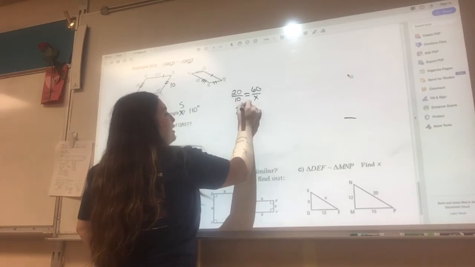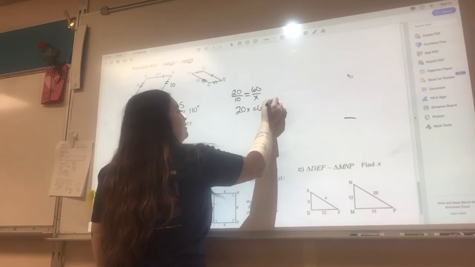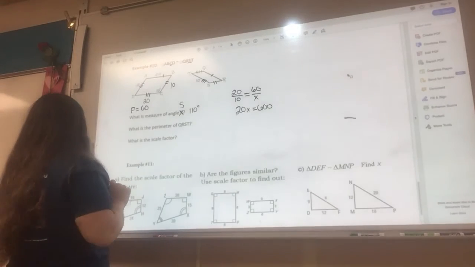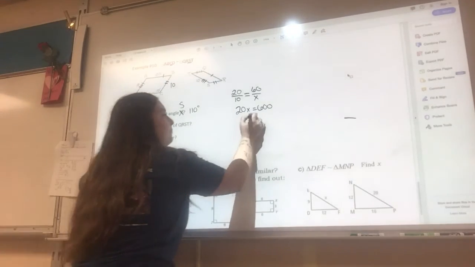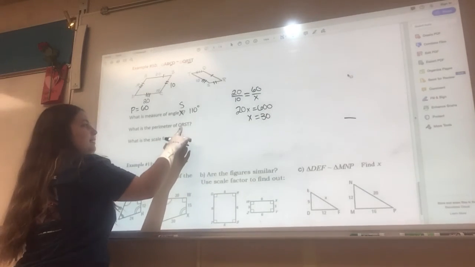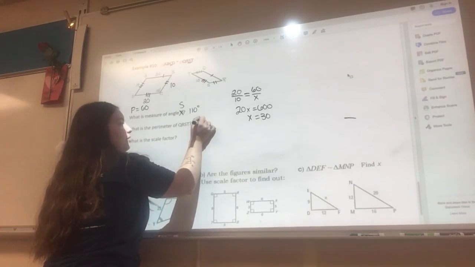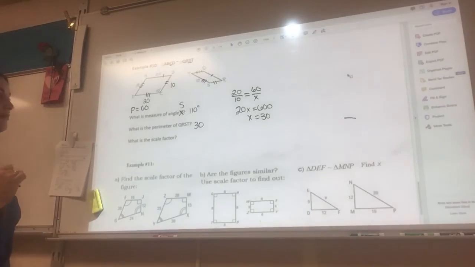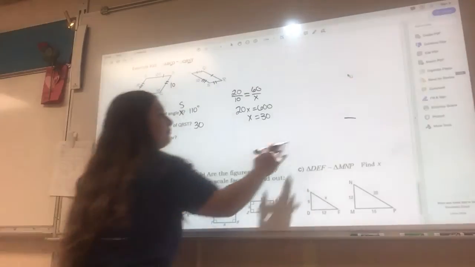We're going to get 20x equal to 600. And we need to get x all by itself, so we divide by 20. And x is going to equal 30. So what that means is QRST has a perimeter of 30. There we go, that's not too terrible.